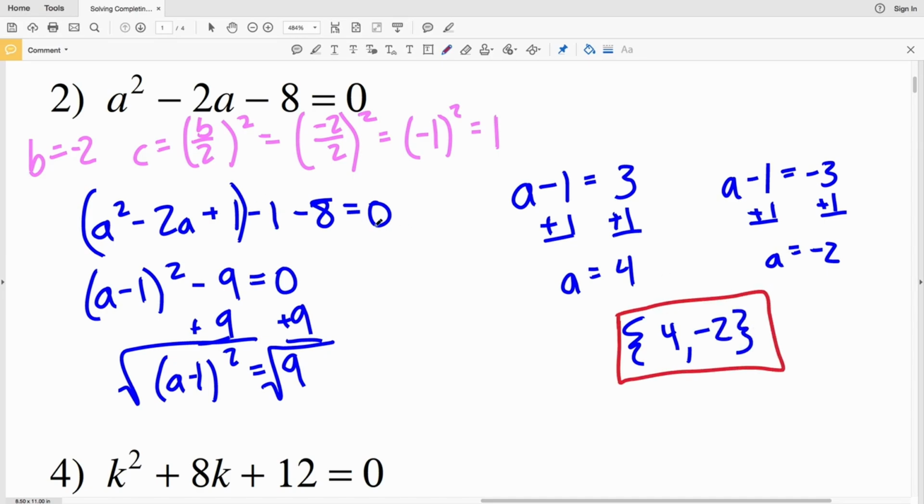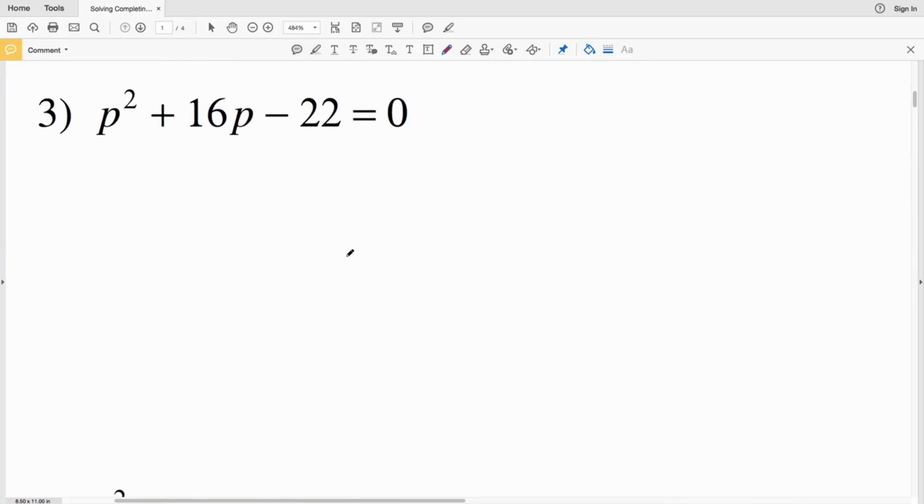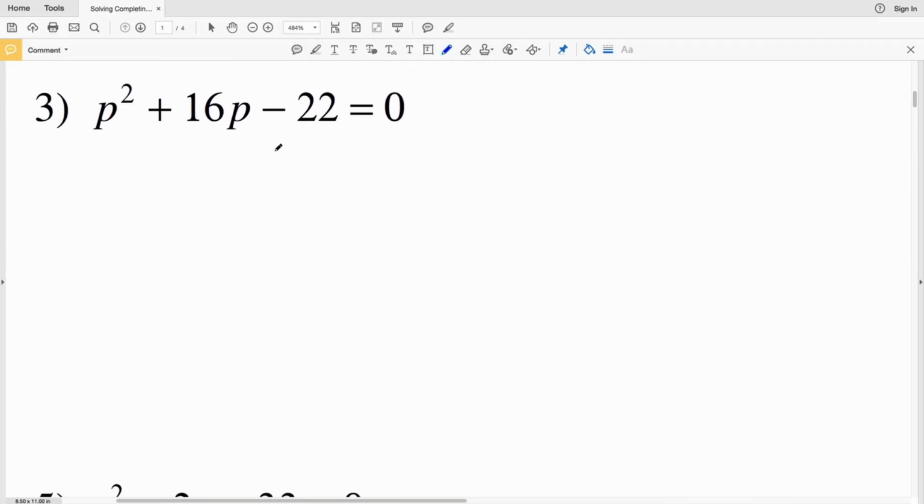So by adding c to both sides, essentially we're adding 0 to the equation. Let's continue on with number 3. I'll complete number 3 like I did in number 1 by moving this constant to the right-hand side at the start. So I'll add 22 to both sides. So I'll have p squared plus 16p equal to a positive 22.